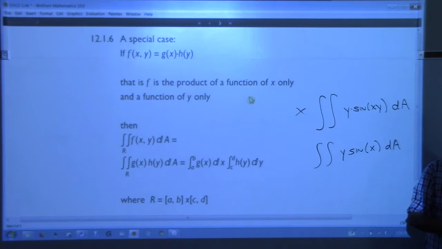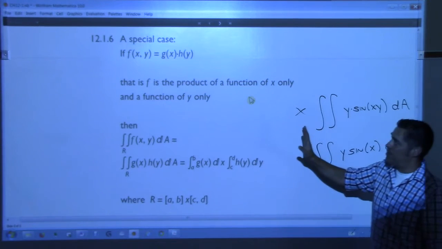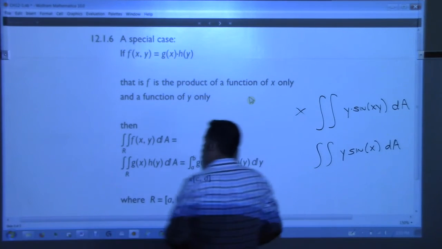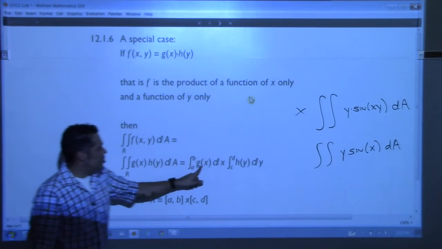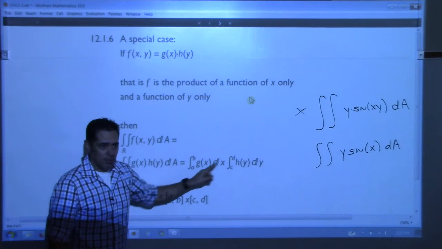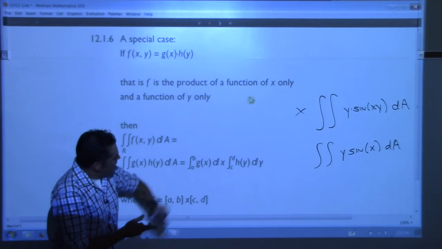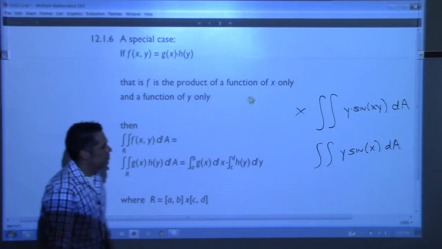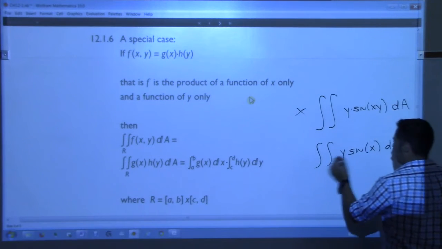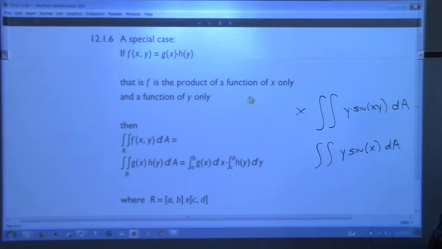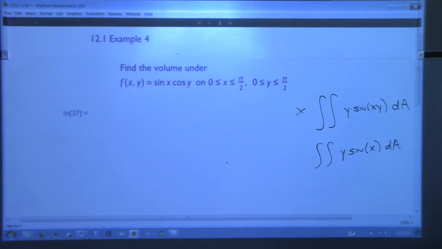Does that make sense? If this happens, then what you're allowed to do is break it up into two separate integrals. This is the only time you can do it. And this is multiplication between the two. So let me put some limits of integration on this one. Let me take this example. I'm probably going to give you an example on this. Yeah, there we go. Let's just do this one.